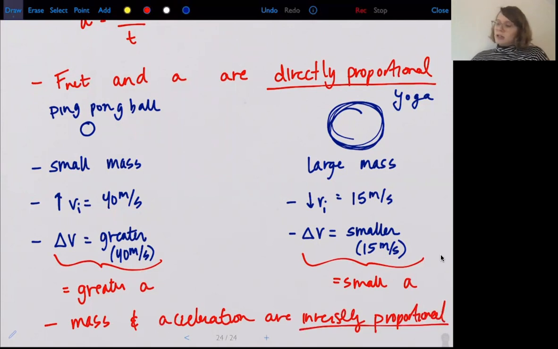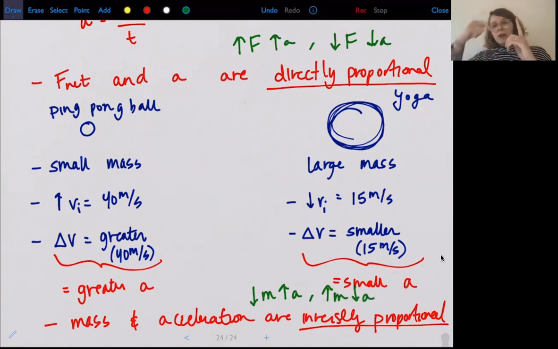So up here in our situation with force and acceleration, as force increases, acceleration increases. As force decreases, acceleration decreases. That's for a directly proportional relationship, a direct relationship. For an inversely proportional relationship, let's do it the opposite. As mass decreases, acceleration increases. And as mass increases, acceleration decreases. As one goes up, the other goes down. This is an inversely proportional relationship.